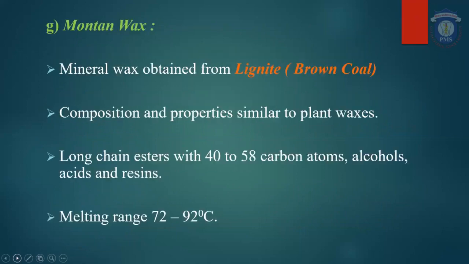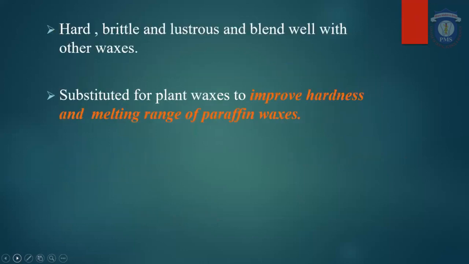Okay. And then finally we have montan wax, that is a mineral wax that is obtained from lignite, that is brown coal. The composition and properties are similar to plant waxes. They contain long chain esters with 40 to 58 carbon atoms, alcohols, acids, and resins. The melting range is 72 to 92 degrees Celsius. It is hard, brittle, lustrous, and blends well with other waxes. Okay.